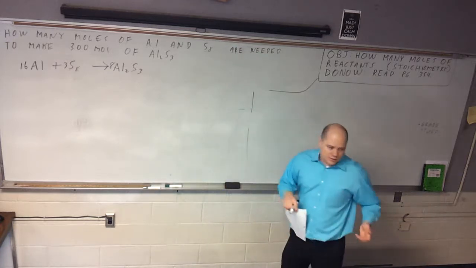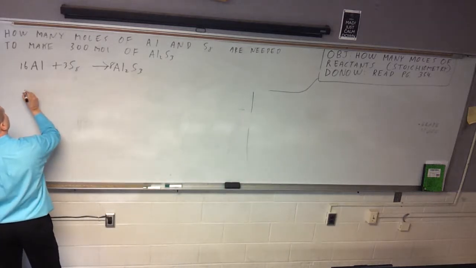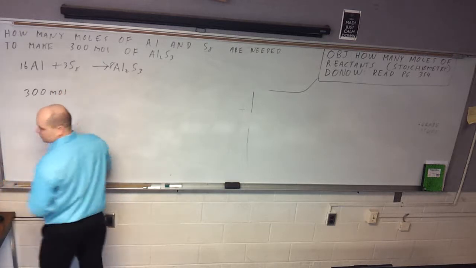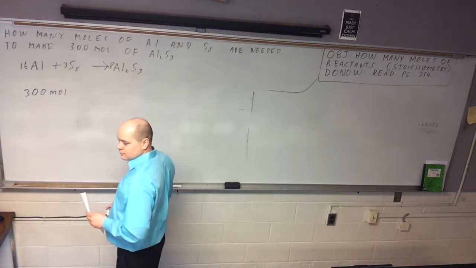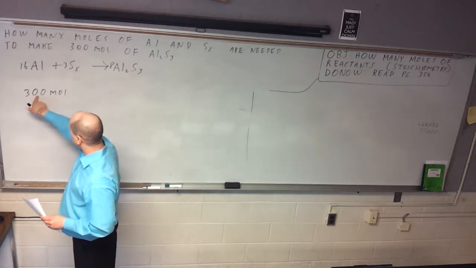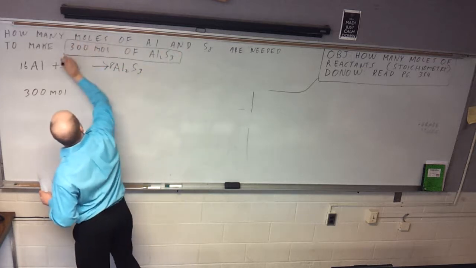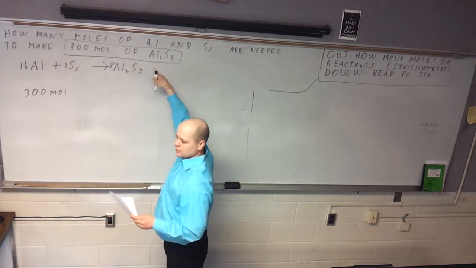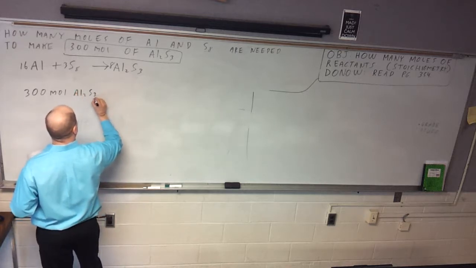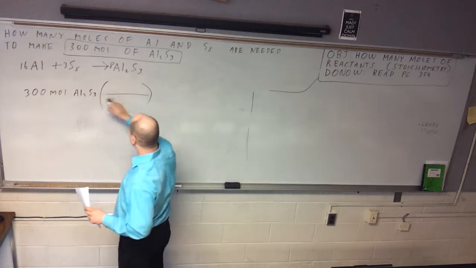So again, we're just going to do the same thing. We're going to write 300 moles of this stuff. What's the question? What's the numbers? This number? This came from here. It's in the question. How many moles of stuff do we need to make 300 moles of Al2S3? So I'm just putting what I'm given. And then again, parentheses. Whatever's out here, that's the same compound that goes in the bottom.